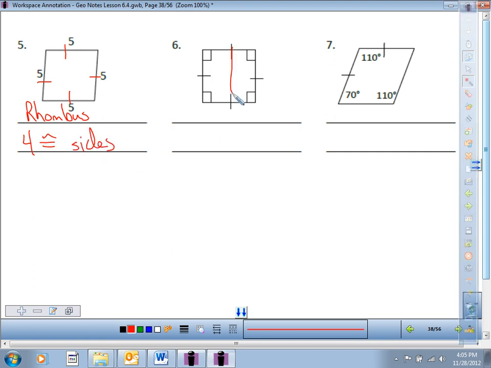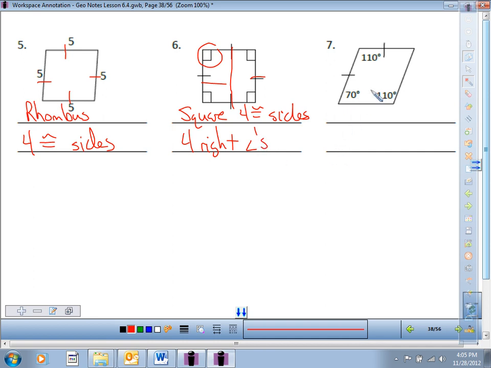Now 6, we have this side equals that side equals that side. That's right, that's right, that's right, that's right. So what we could do here is this guy is a square. Explanation: 4 congruent sides and 4 right angles. Alright, now let's go to 7.